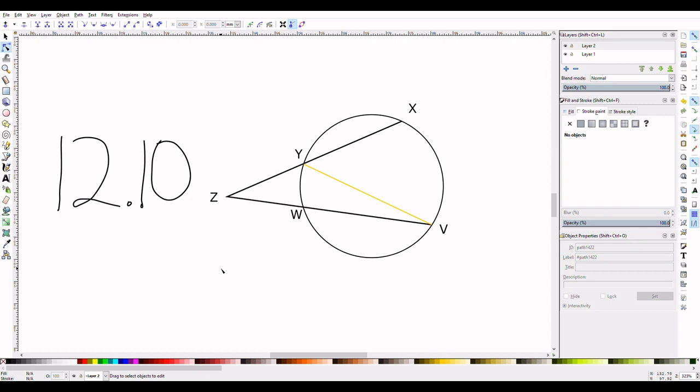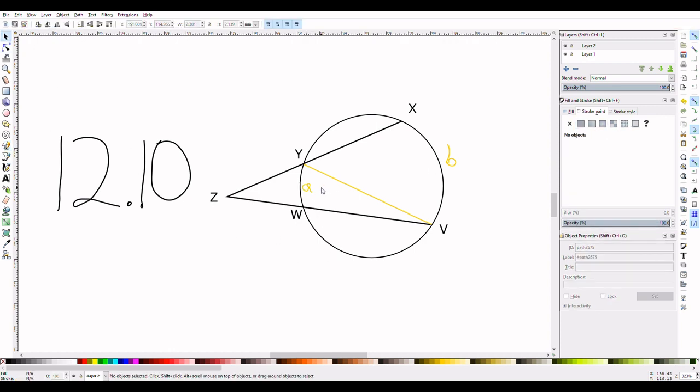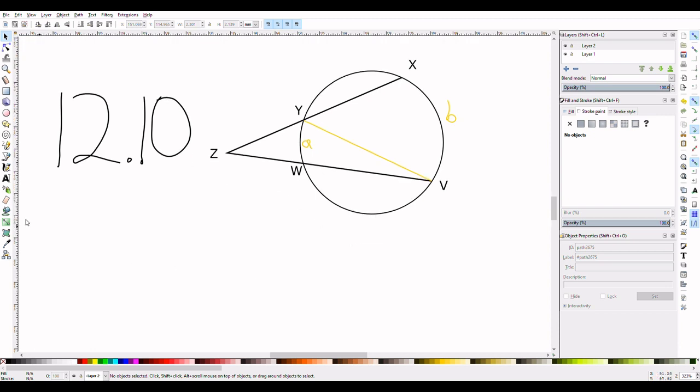Lastly is 12.10, which is just the general form of 12.9, where the idea is if we know what arc XV is, let's call it B, and we know what arc YW is, we'll call it A, we can find angle Z. We don't need any other information, we just need these two measures. Alright, and so how do we do it?